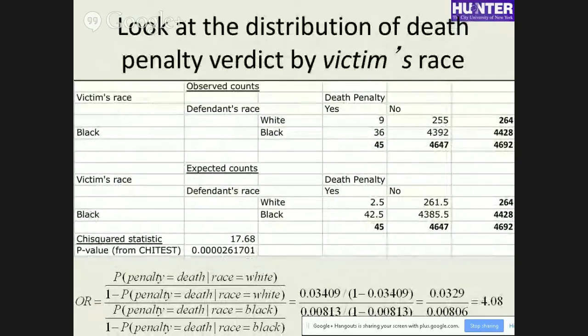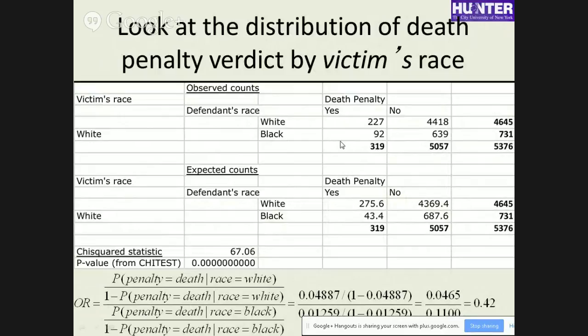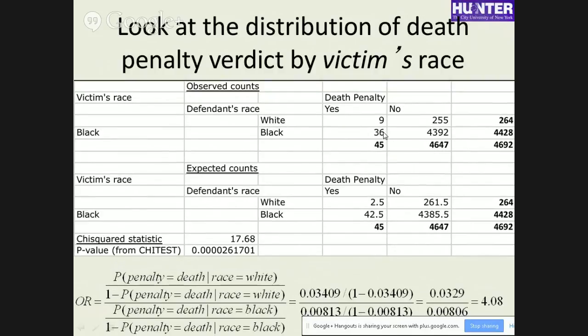And then the other case, by the way, there were very few counts here. How many did we have? Oh, I guess not so small, 227.92. In this one, there are very few counts. So with black victims and white defendants, we have only 9 cases of the death penalty. I was being sarcastic, but that's not really fun to look at. You kill a white person, you probably get a penalty. You kill a black person, you might get off.